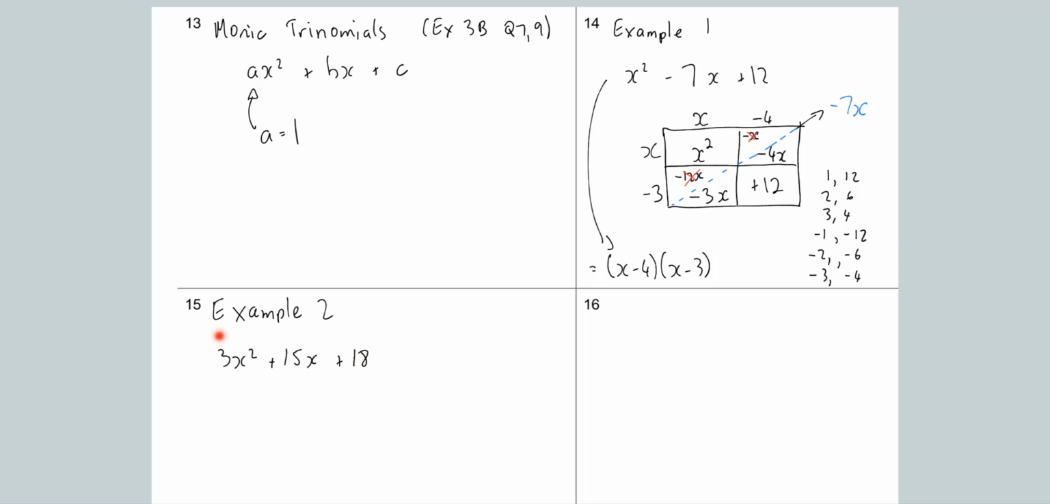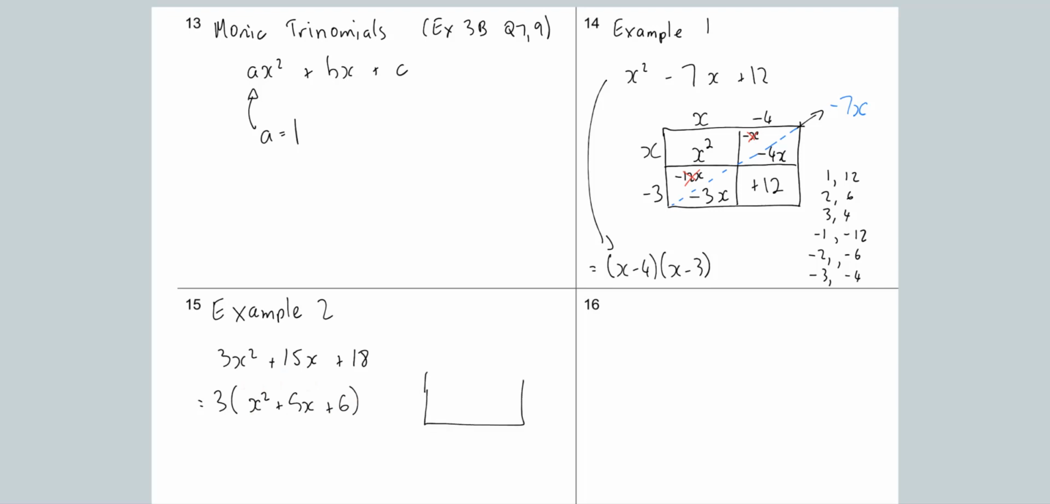If you look at the coefficients here, 3, 15, and 18, you can see that 3 is a common factor. So I've got 3 outside of x squared plus 5x plus 6. That's our slightly factorized expression. To fully factorize it, we would then need to look inside the bracket to see if we can factorize that even further. And the answer is yes, we can.